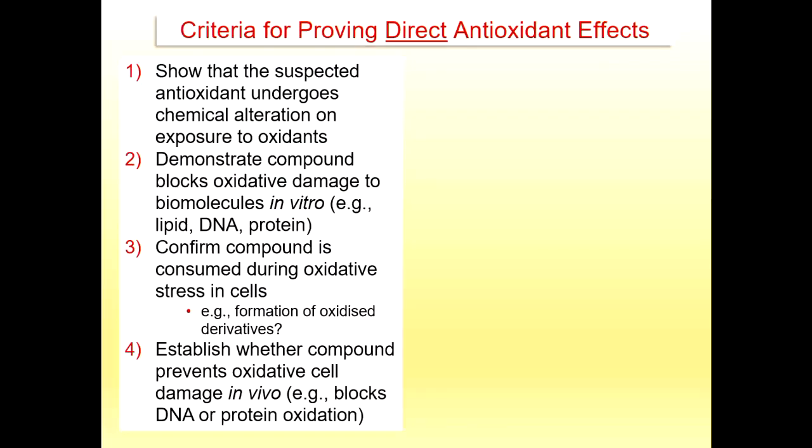Okay, so how do we actually go about proving that a compound is an antioxidant, even just in an in vitro system? Well, there are 4 criteria that Halliwell and Gutteridge propose. One of the central criteria is that the antioxidant needs to be shown to undergo a chemical alteration to its structure as a result of reacting with the free radical. So you've got to be able to measure the product of a reaction with a free radical and say, yes, that antioxidant has truly been altered in its chemistry.